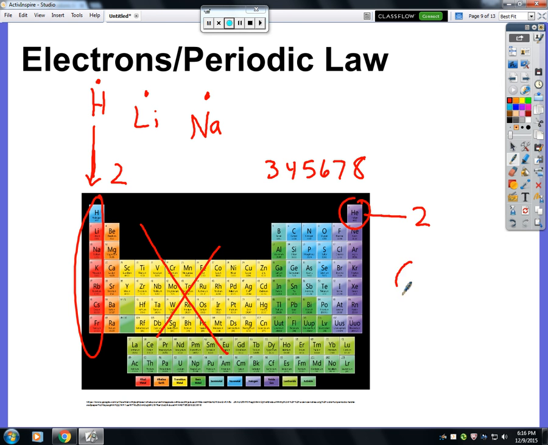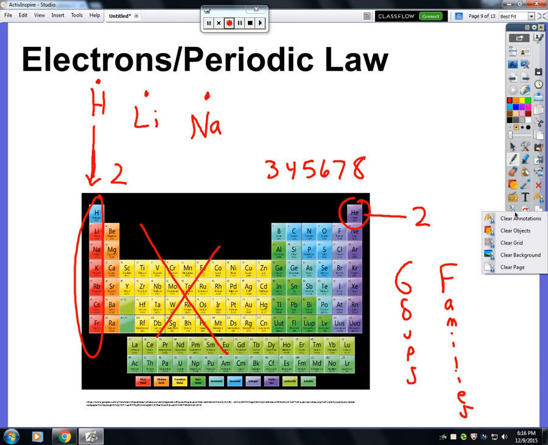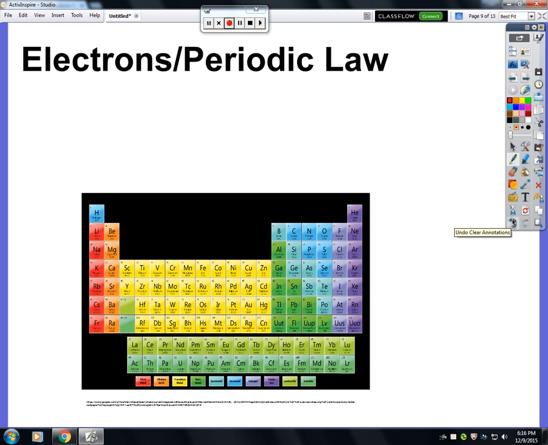So which way do groups go again? Groups go up and down. Families is another nickname for it. They go up and down on the periodic table. Which way do periods go? Well, in this country, we write a sentence across a piece of paper this way, and you put a period at the end. So periods go this way.